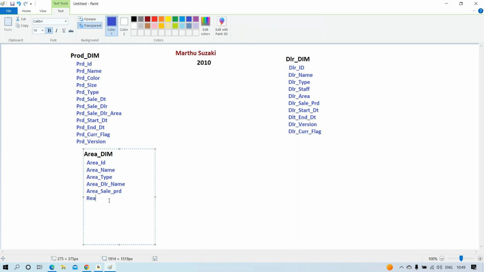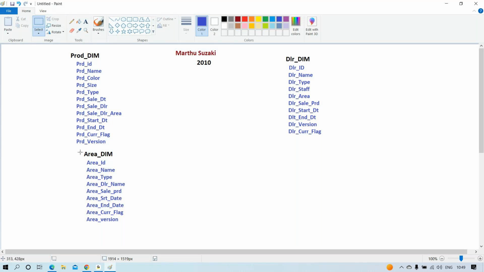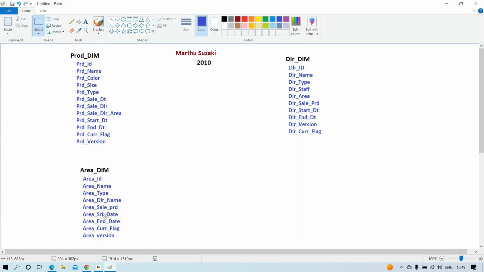And we got the business area start date and the area's end date, and we got area current flag, which is whether the business is currently running, and the area's version. So this is one of the tables, which is the product area dimension. So definitely I have previous classes structures.